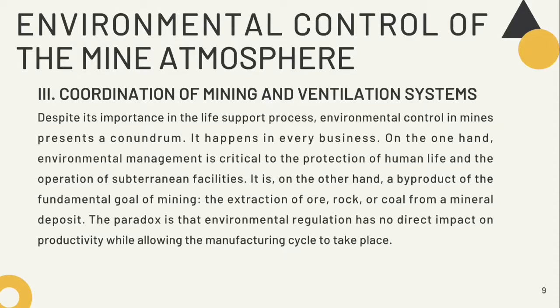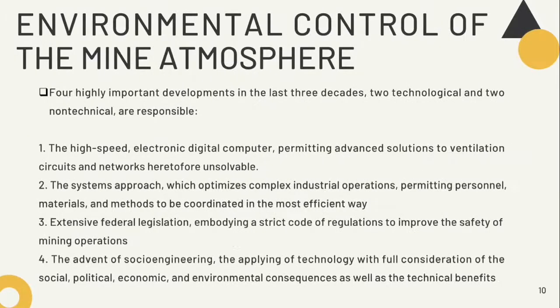The paradox is that environmental control has no direct impact on productivity while allowing the production cycle to take place. Four highly important developments in the last 3 decades, 2 technological and 2 non-technical, are responsible.